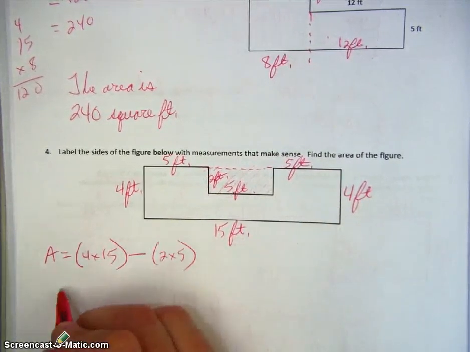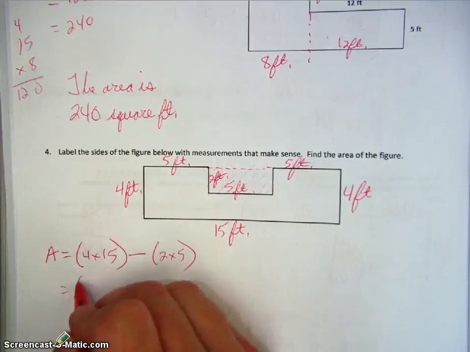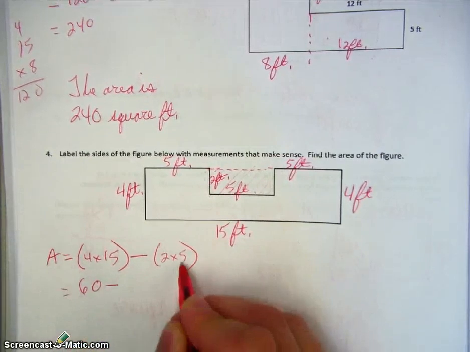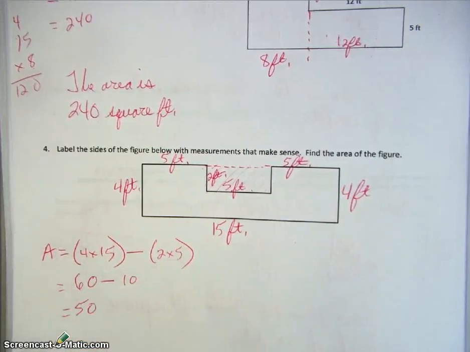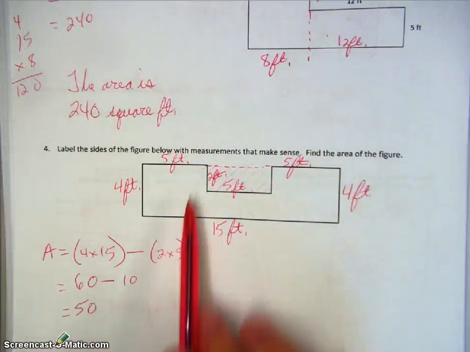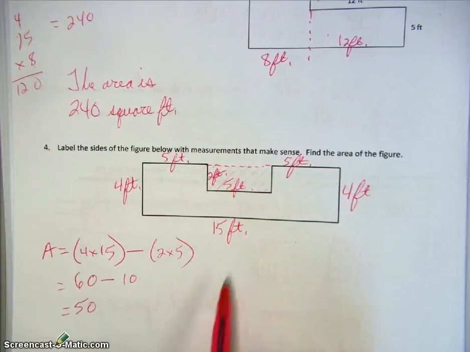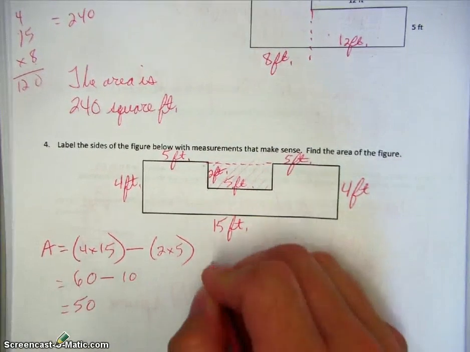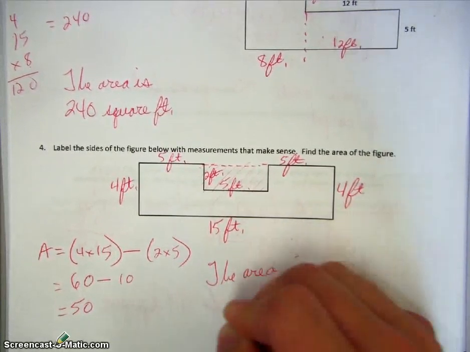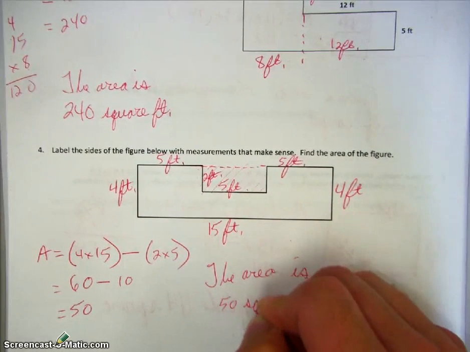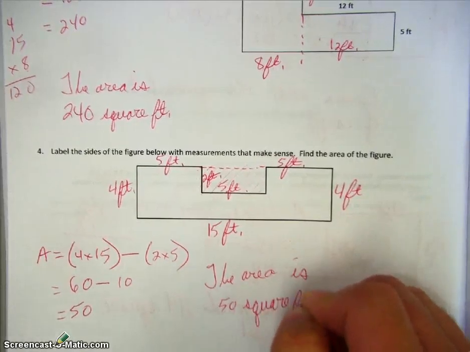Okay, so just like we did number 2, 4 times 15 is 60, minus 2 times 5, which is 10. So that gives us 50. Okay, so this might be a little bit faster than the way that we did in number 3, because we're finding 2 sections of area instead of 3. Okay, so the area is 50 square feet. Okay. All right, moving on to number 5.